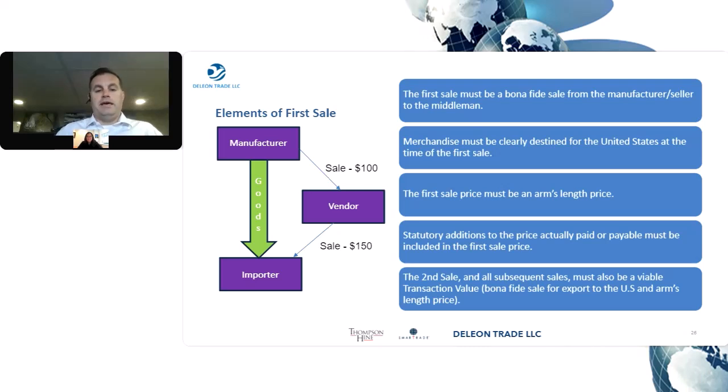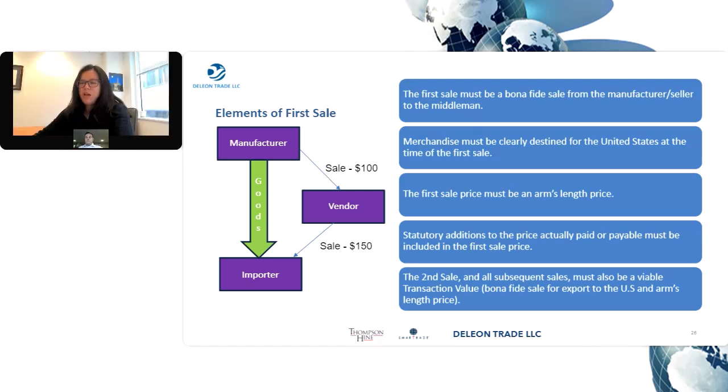But CBP, I've heard the field director of Long Beach say specifically they're emphasizing the bona fide sale to that middleman. Is there some records that an importer must prepare for an audit from CBP?